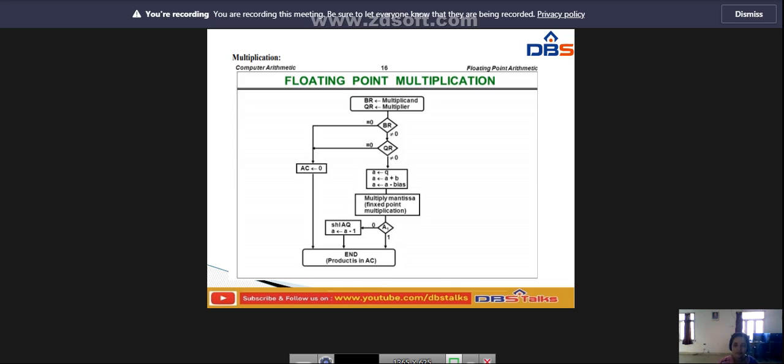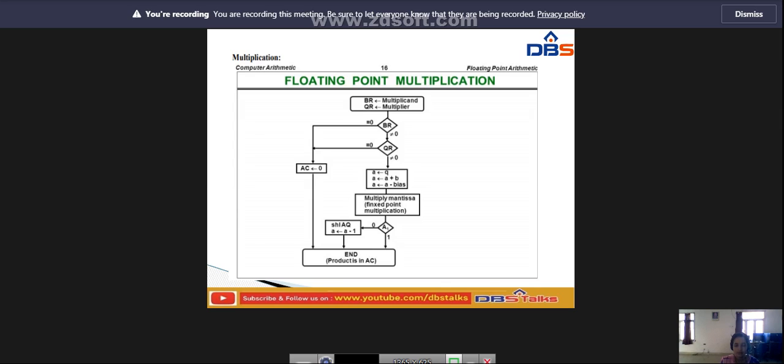In this, BR means multiplicand. We take the condition: if it is 0, it moves to the AC, and AC is set to 0. It goes to the end position, end with the product in AC. And if it is not equal to 0, again it goes to the multiplier. QR again, if equal to 0, it ends with the product in AC.